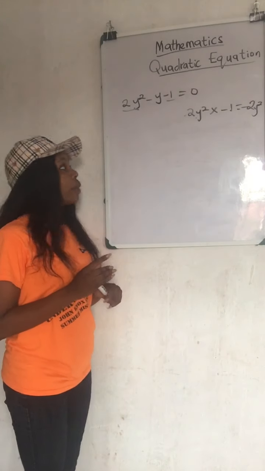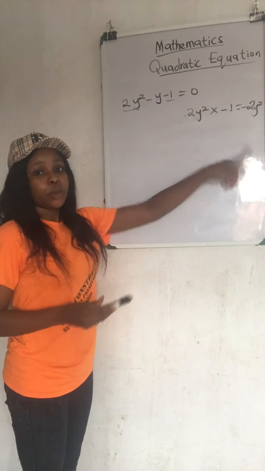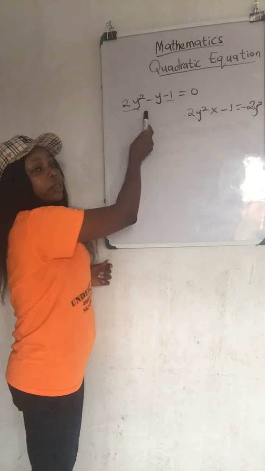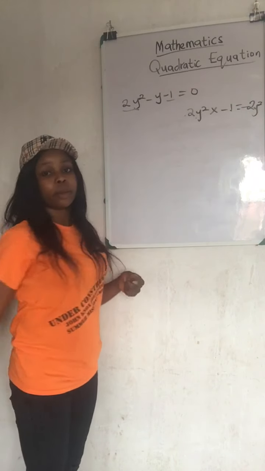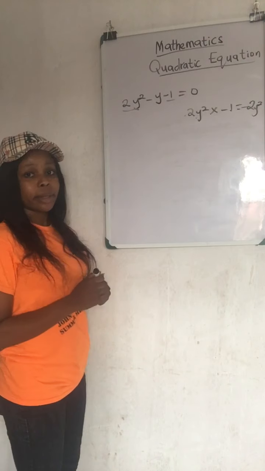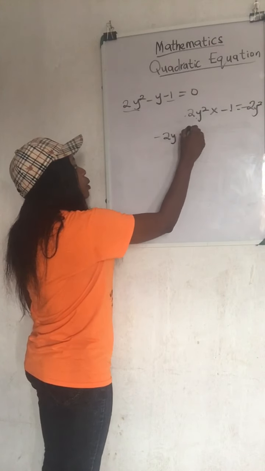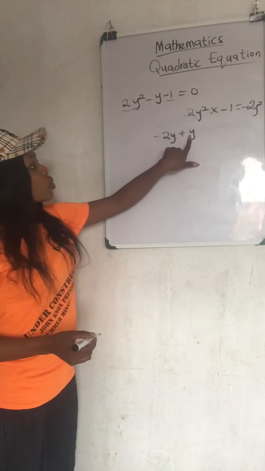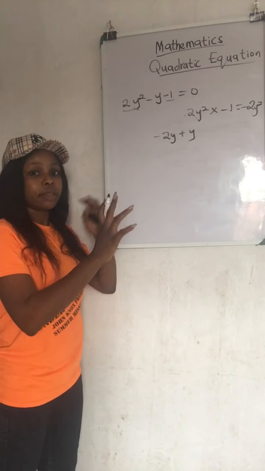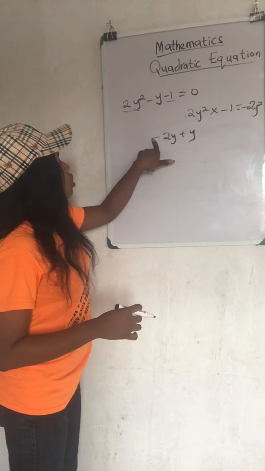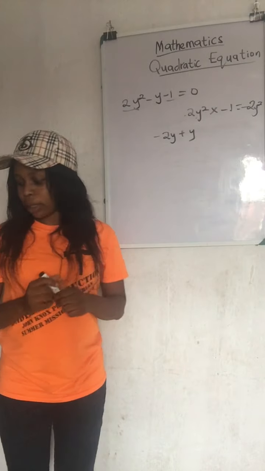So the next step is to find two factors of minus 2y squared which, when you add or subtract, give you your middle term, which is minus y. And when you multiply them, it should give you back your product, which is minus 2y squared. So the two numbers are minus 2y and plus y. Minus 2y plus y will give you minus y. Remember your positive and negative signs. Then minus 2y times plus y will give you minus 2y squared.